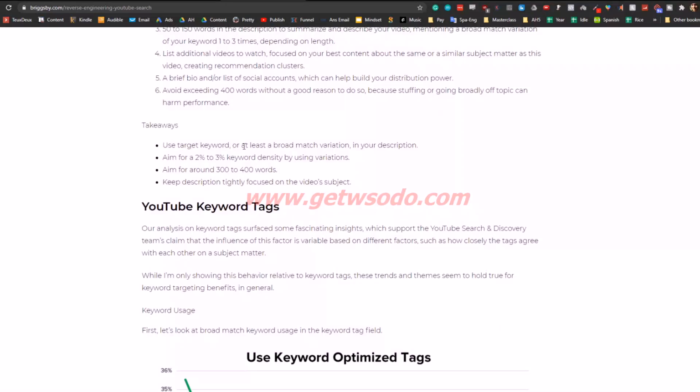Use target keywords or at least broad match variation in your description. Aim for 2-3% keyword density by using variations. Aim for around 300 to 400 words. Keep description tightly focused on the video's subjects.